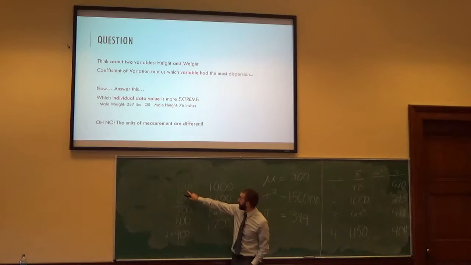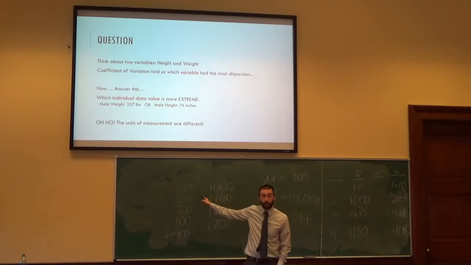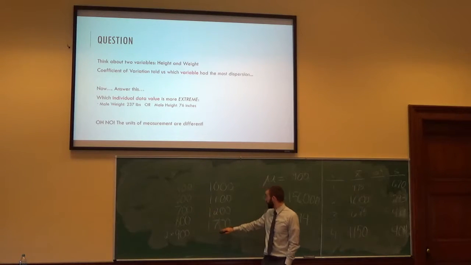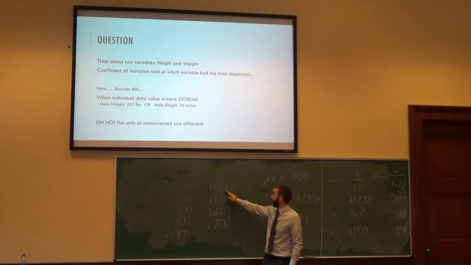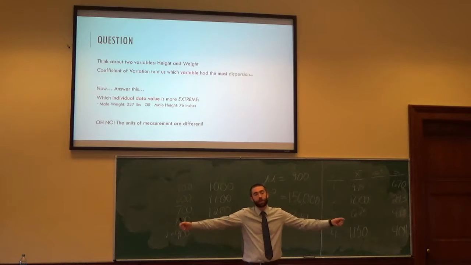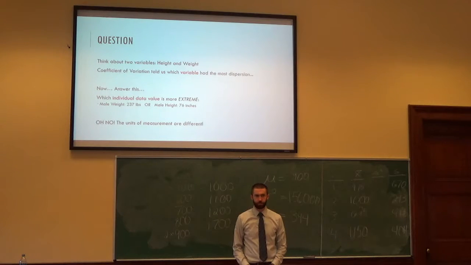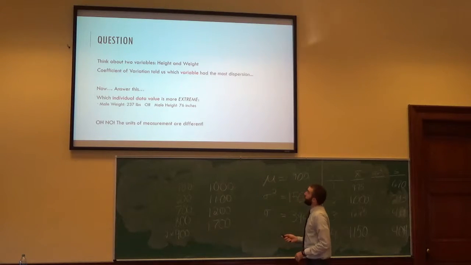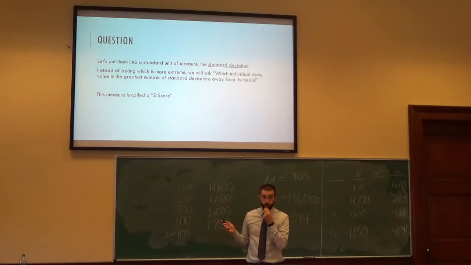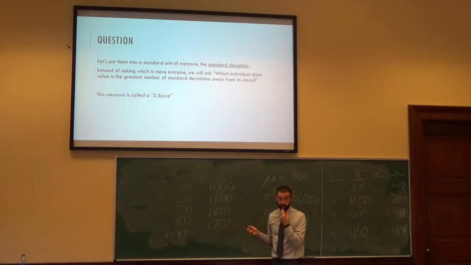We can easily say 100 is a pretty extreme value in our population, whereas 800 is not very extreme. 800 is really close to the mean. 100 is really far away from the mean. 1700 is really far away from the mean. 1000 is really close. So we might have some measure to tell us how extreme a value is. What we might use is something called a z-score, or a z-statistic. Later we'll see something called a t-statistic. It's closely related.